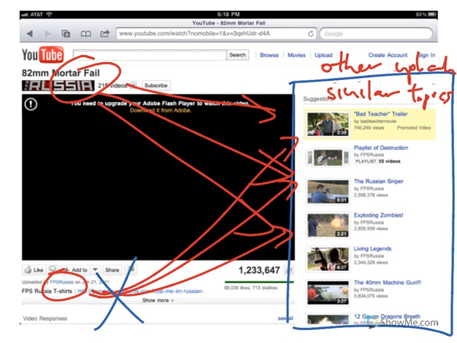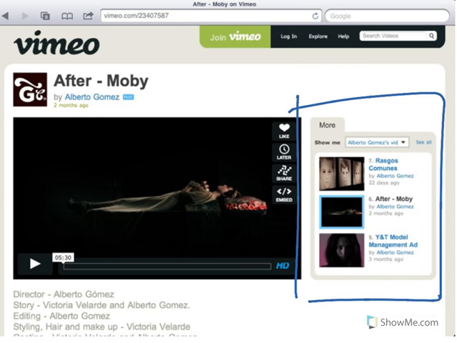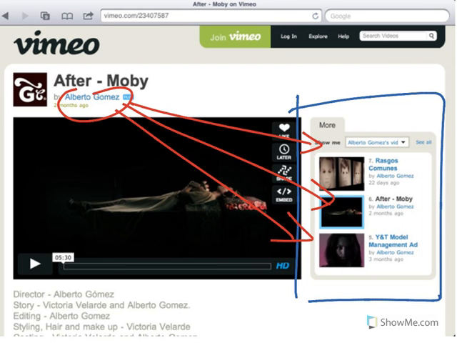Well, if you look at Vimeo, you'll notice they take a little bit of a different view on this, right? So instead of recommending videos on the same subject, what they do is they recommend videos from the same artist, the same uploader. So you'll see Alberto Gomez and all his videos on the right.